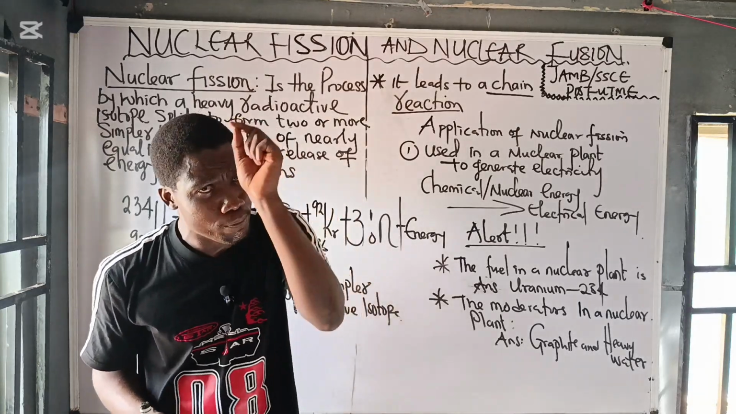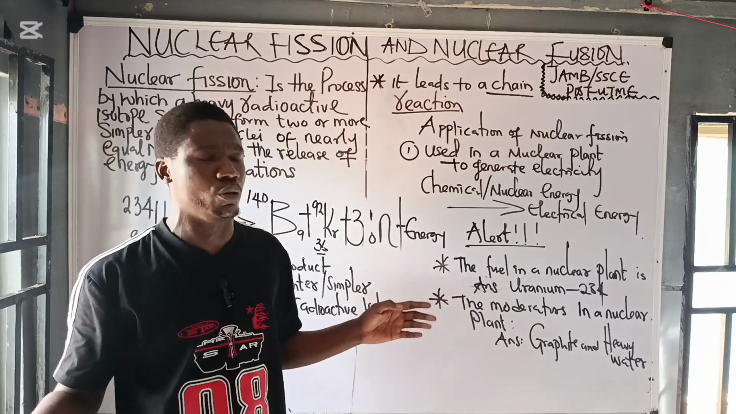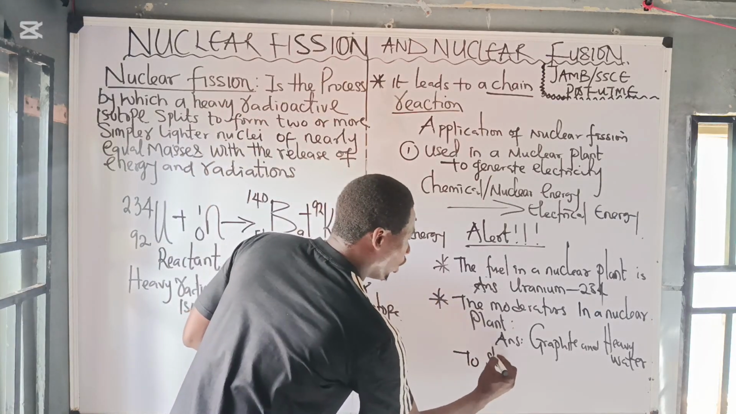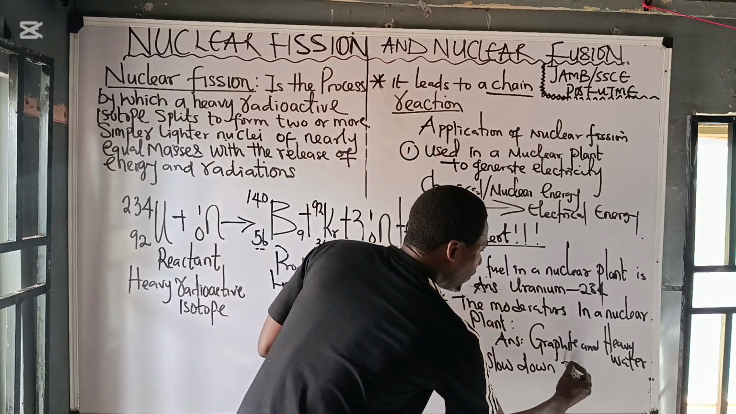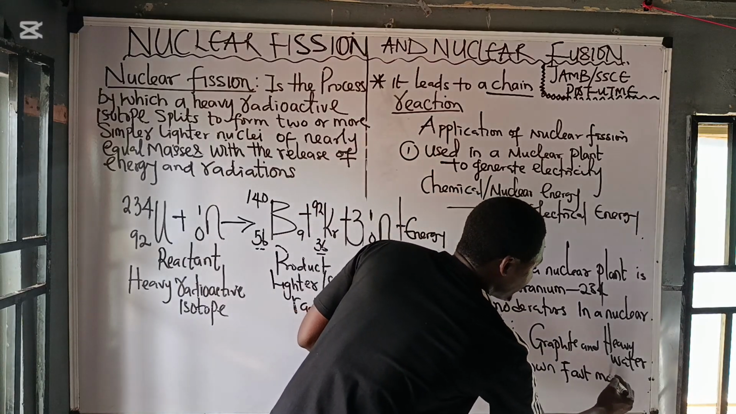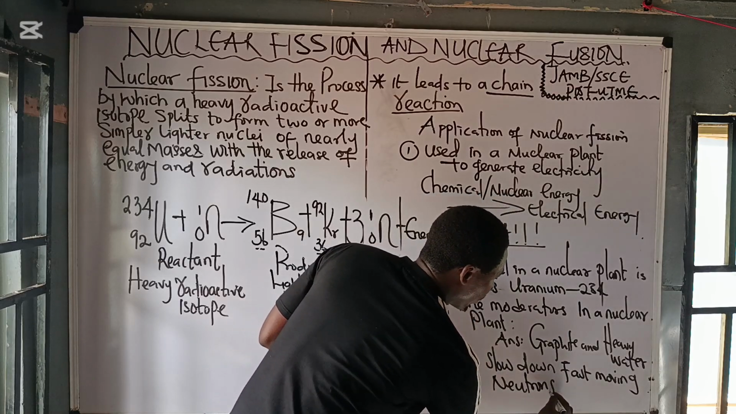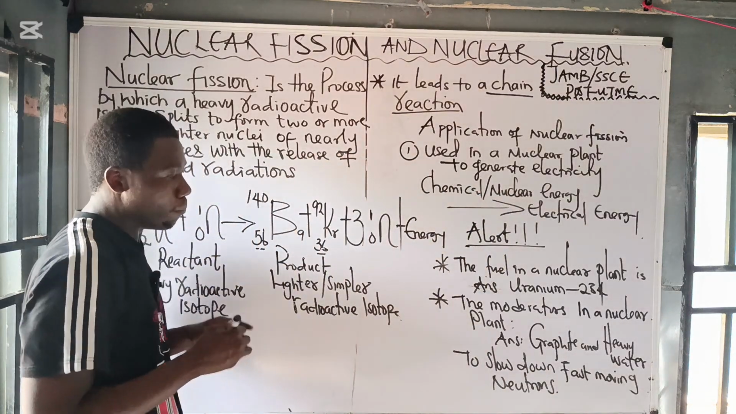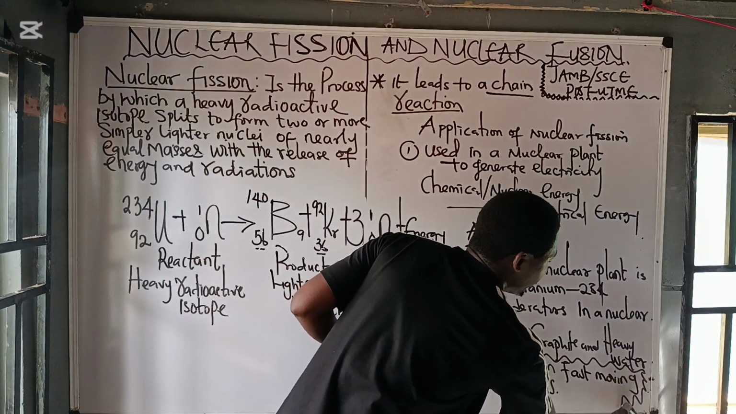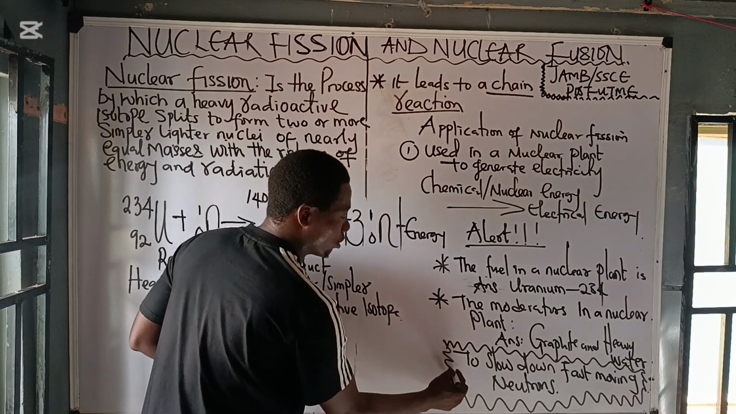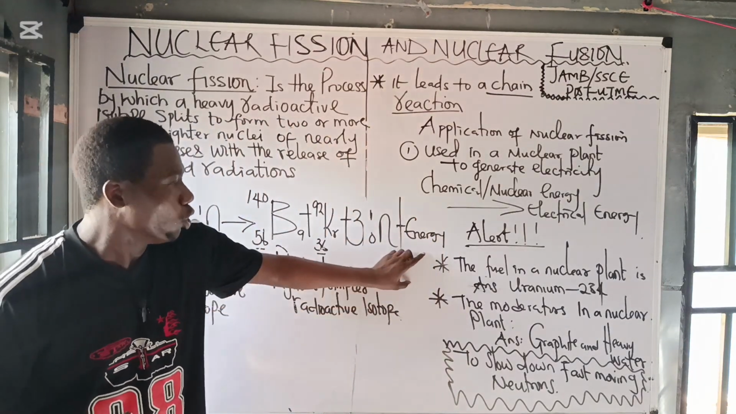What is the function of the moderators? The function of the moderators is to slow down fast-moving neutrons. Not to stop the process, please, but to slow down fast-moving neutrons. Yes, because the neutrons are at high speed, moderators are usually added to slow down the fast-moving neutrons. Please, it must be noted.